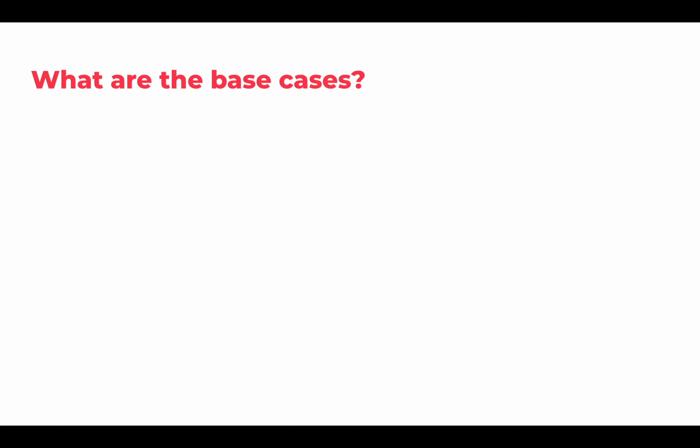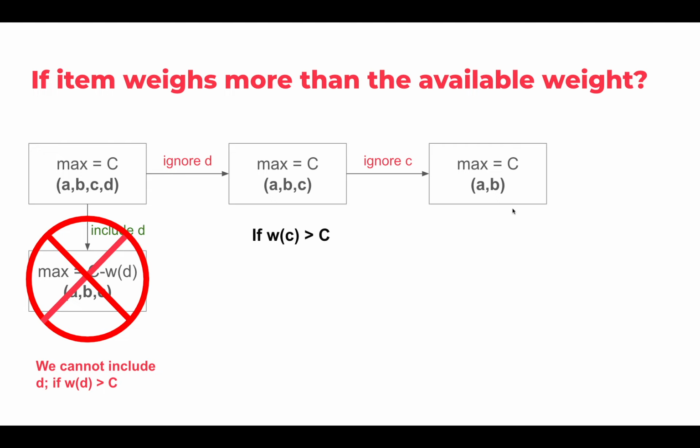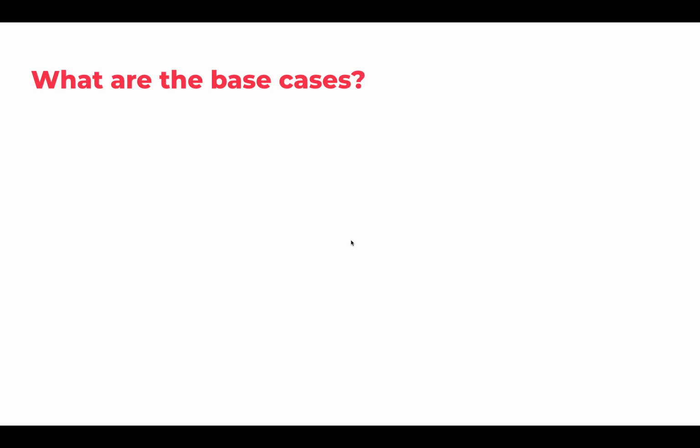Okay, the final question we need to ask ourselves is, what are the base cases? So the first base case is if we only have one item to choose from. So if you look at my trees here, it's going to keep reducing the number of items available to choose from up until we're left with no items. But the first base case is if we have only one item to choose from, then we only have two choices to make.